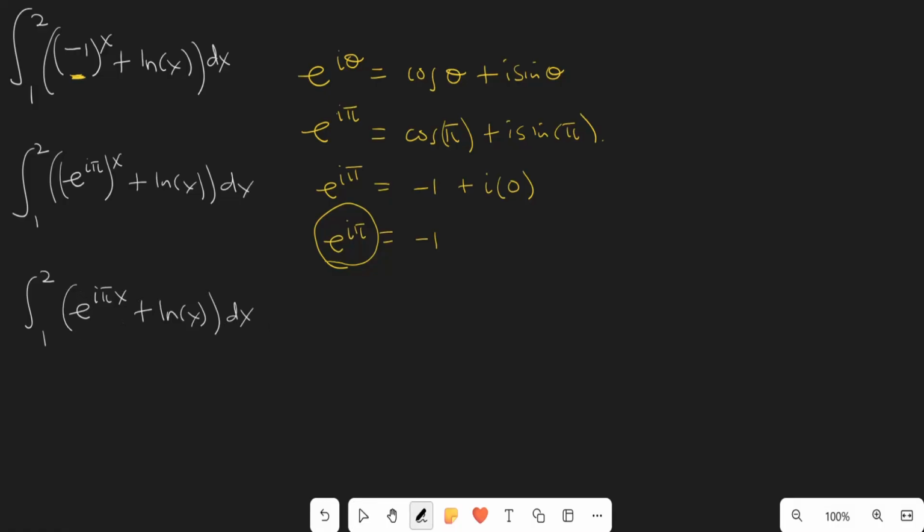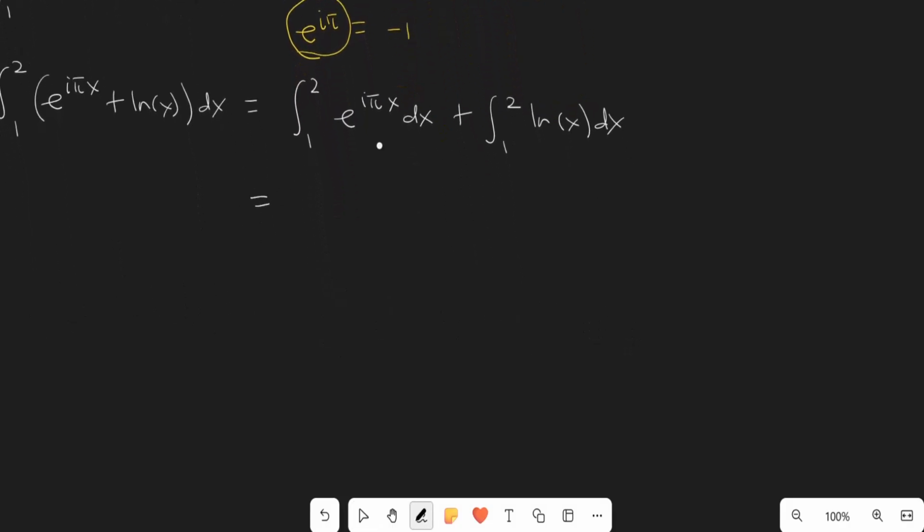Okay, so we are now ready to integrate them term by term. The integral from 1 to 2 of e to the i pi x dx plus the integral from 1 to 2 of ln of x dx. So this one is just differentiating the power with respect to x, which is i pi, then we divide. That is going to be 1 over i pi, and then e to the power i pi x. Then we are integrating that from 1 to 2, plus the integral of ln of x, which is x ln of x minus x, integrating that from 1 to 2.